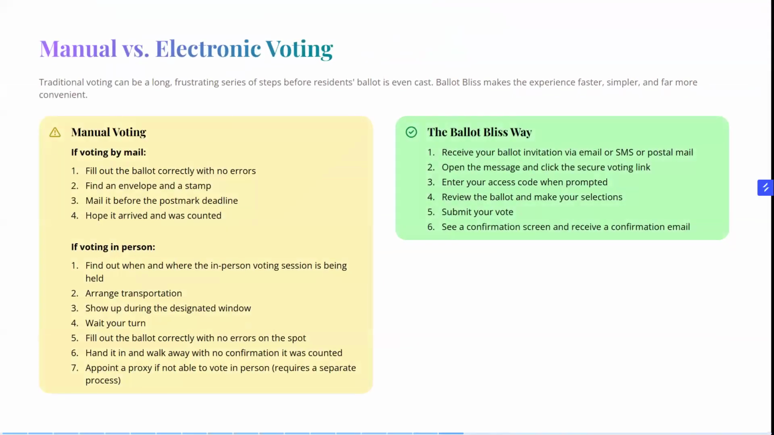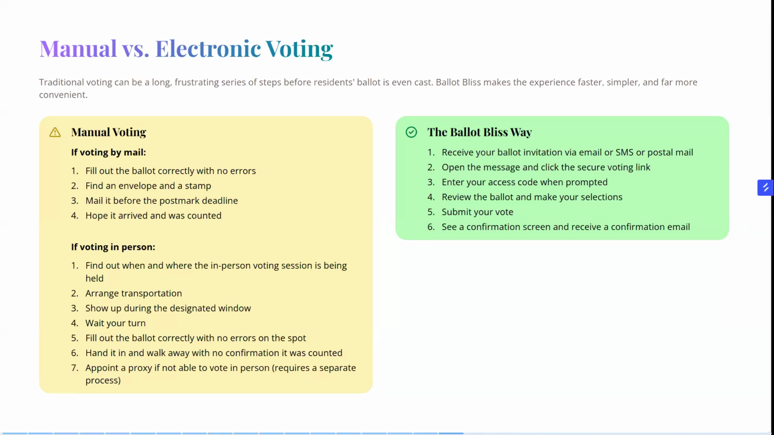Okay. So now that you've seen Ballot Bliss, I'd like you guys to take a quick look at the two columns on your screen. On the left, you have the traditional voting process, and on the right, you have the Ballot Bliss experience. I want to walk you through the left side first because seeing it laid out step by step is a useful reminder of how much we ask of residents when we run a paper election.